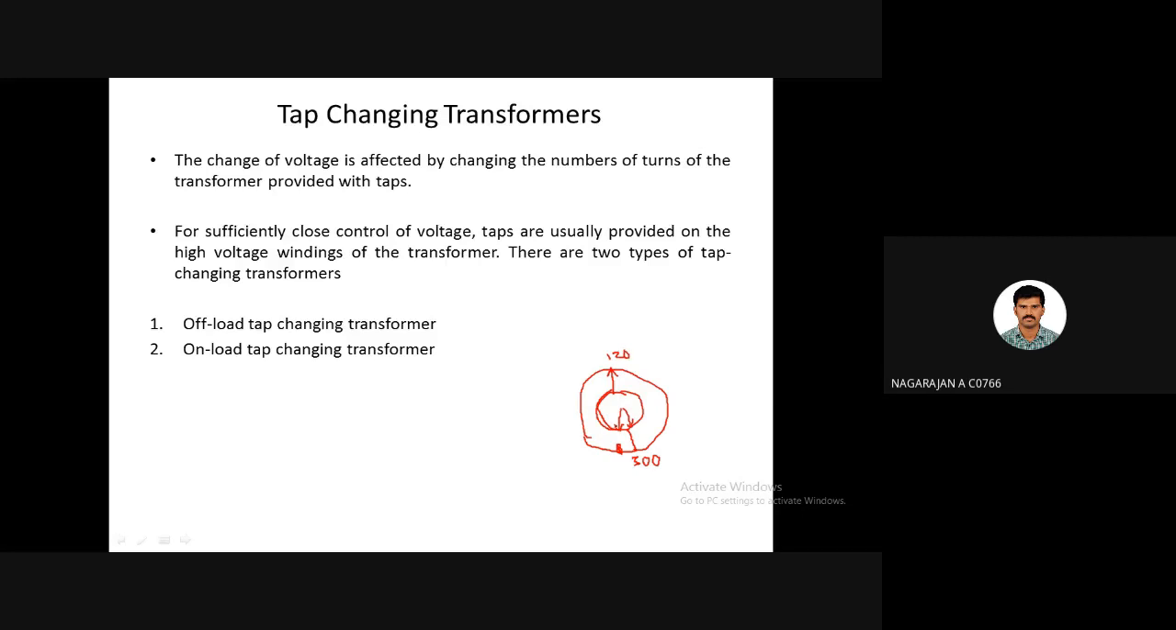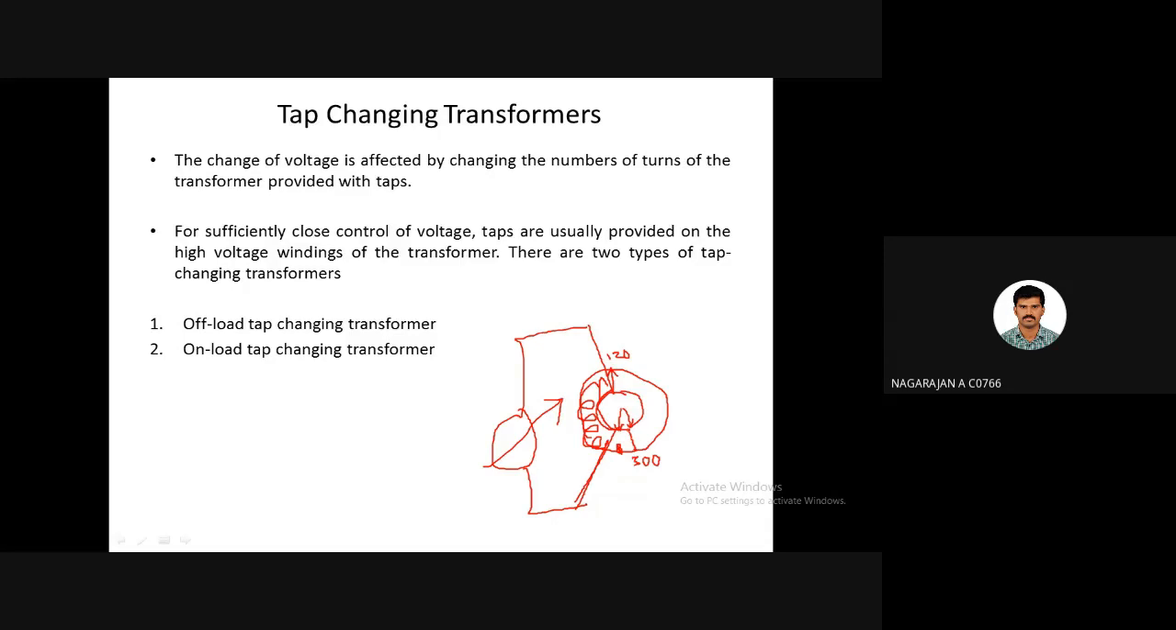So what you are actually doing is, you are selecting the secondary number of turns, the number of turns in the secondary winding. So from this point to this point, the coils located at that point alone will be connected across the load. So this only will be connected across the load. Do you understand? But in a 2-winding transformer, you cannot do this selection.